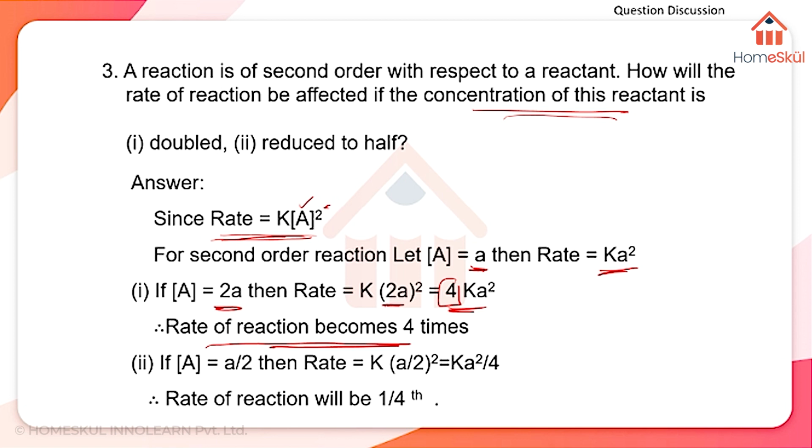Similarly, we can calculate if the concentration of reactant is reduced to half. That means A becomes A by 2. Substitute here and you will get that the rate of reaction will be 1 by 4th. So you have to be very careful while writing the terms given. Okay, now move on to the next question.